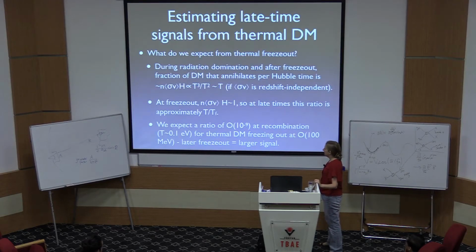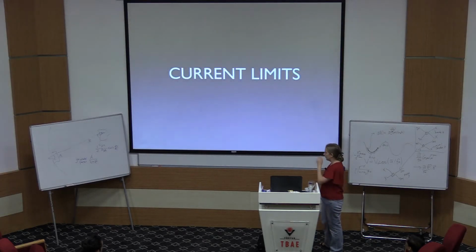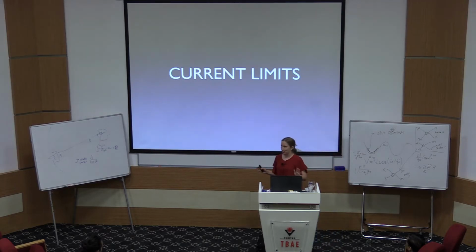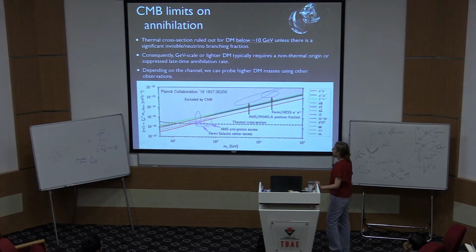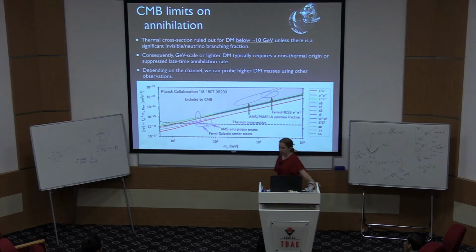I'm just going to skip over this because I want to show you some current limits. So I'll just tell you that those constraints exist, and I'm happy to talk more about how they work. But the baseline is you change the temperature history, you change the ionization history, you change the abundances of light elements. Those are the observables that you can look at. Okay. So where do we stand at the moment in terms of current limits?